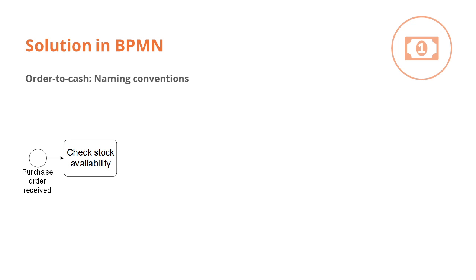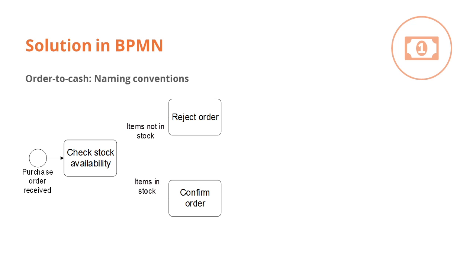And we have two possible outcomes of this activity. Items aren't in stock and items are in stock. So these two activities are mutually exclusive. What we need here is a gateway in order to branch out the flow into two alternative branches. One, if the items are in stock, in which case we are going to confirm the order. The other, if the items aren't in stock, in which case we are going to reject the order.